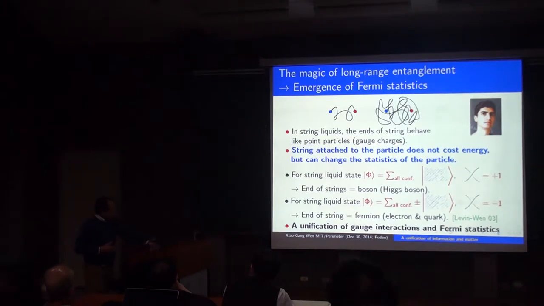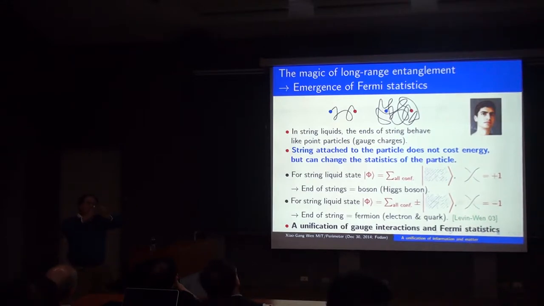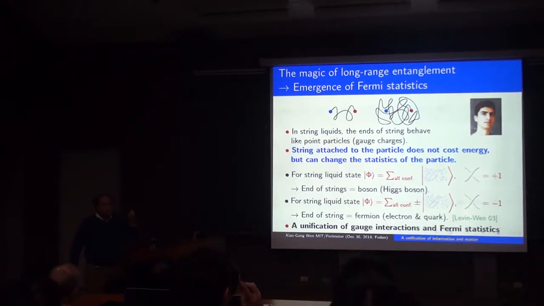But the reason I emphasize that the electron is one end of a string is crucial, because the electron is not something local. It's a topological defect. It's one end of a long string. So you cannot locally create the electron. This is a very important concept. And that's why the electron can have different statistics. A small segment of the string, this open string, represents something that is a local change. A local change can never have Fermi statistics, and also cannot be a gauge boson.